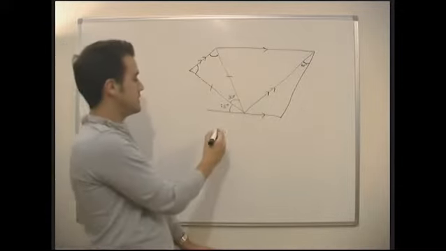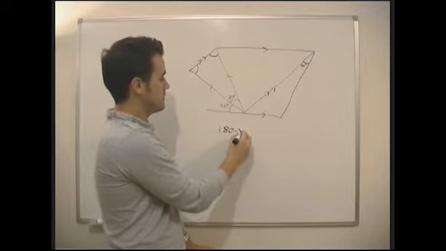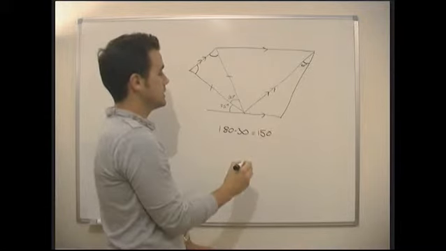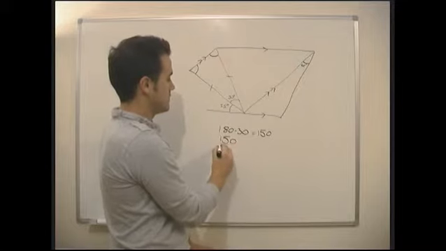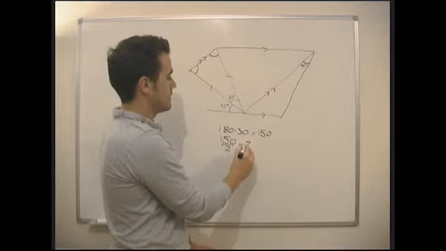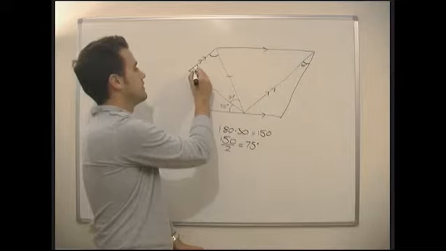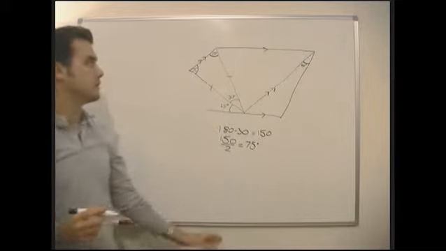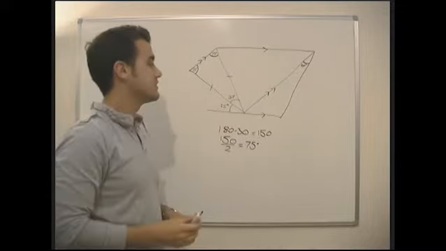If we know this is 30, we do 180 minus 30, which gives us 150. Okay? We divide that by 2, and we get 75 degrees. So both of these must be 75 degrees. Okay, so that's us getting started.